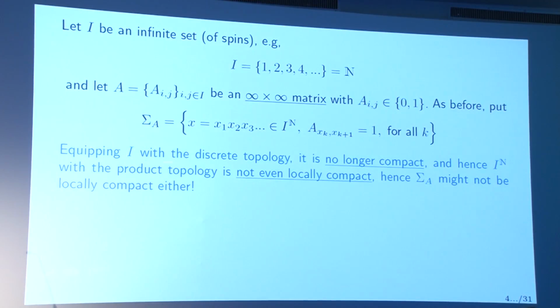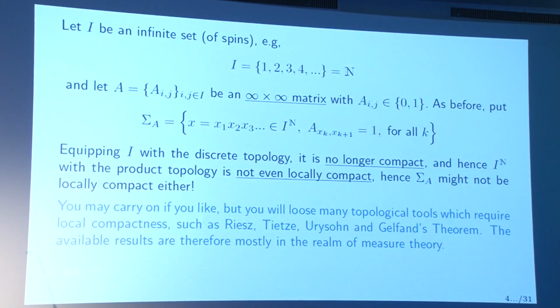Now, the trouble is that if we equip I with the discrete topology, it's not a compact space anymore. And therefore, the space I to the n, which appears here, is not even locally compact. An infinite product of non-compact spaces is not even locally compact. So sigma sub A, even if it's closed, is not going to be locally compact. From this point, if you want to continue that development, you can, but you will have to abandon the tools of analysis, because theorems such as Riesz, Tietze, Urysohn, Gelfand only hold for locally compact spaces. So the available theory usually goes towards measure theory, and the space sigma A is rather well behaved from the point of view of measure theory, but not from the point of view of topology, because it's not locally compact.